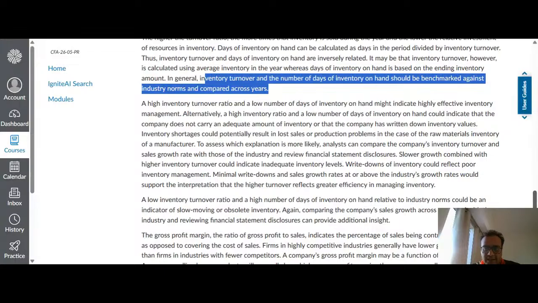Minimal write-downs and sales growth rates at or above the industry would support the interpretation that higher turnover reflects higher efficiency in managing inventory. A lower inventory turnover ratio, if your inventory turnover ratio is low, and a high number of days of inventory on hand relative to the industry could be an indicator of slow moving and obsolete inventory.